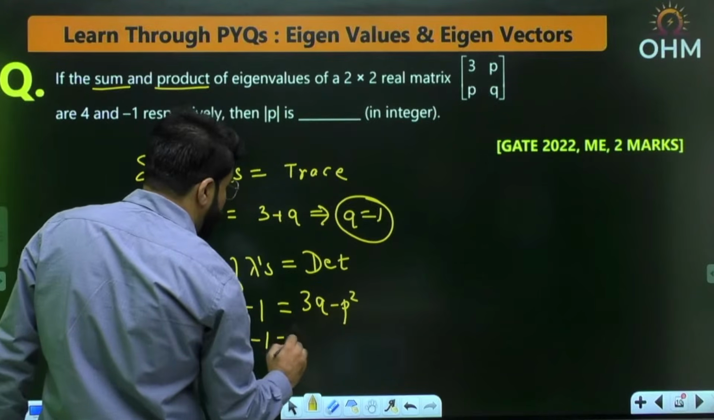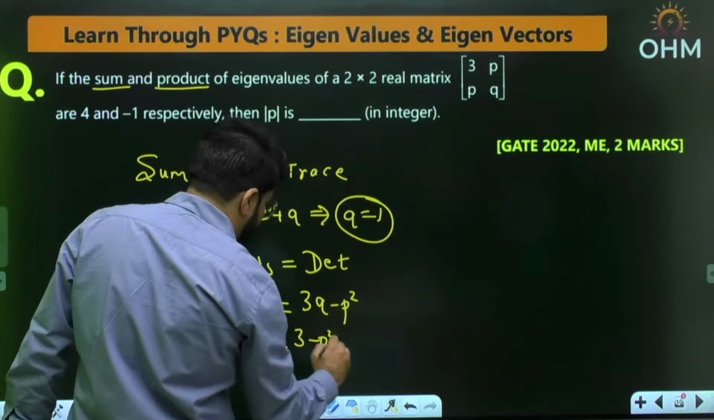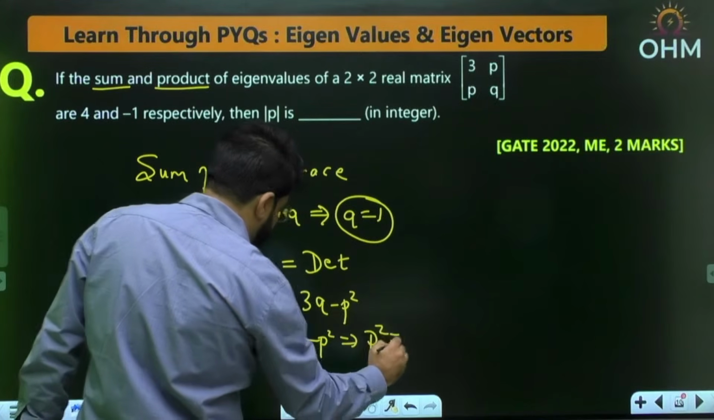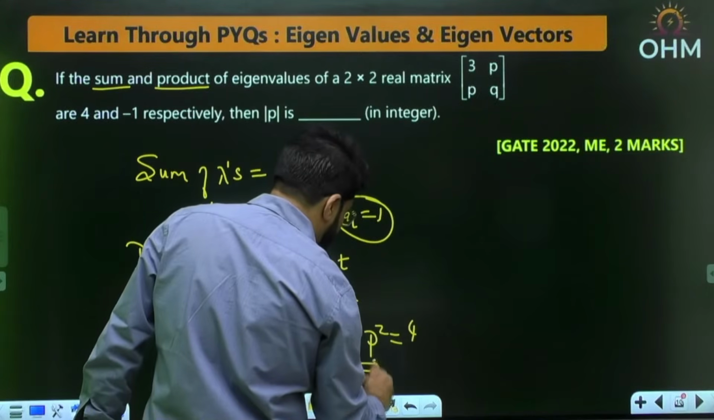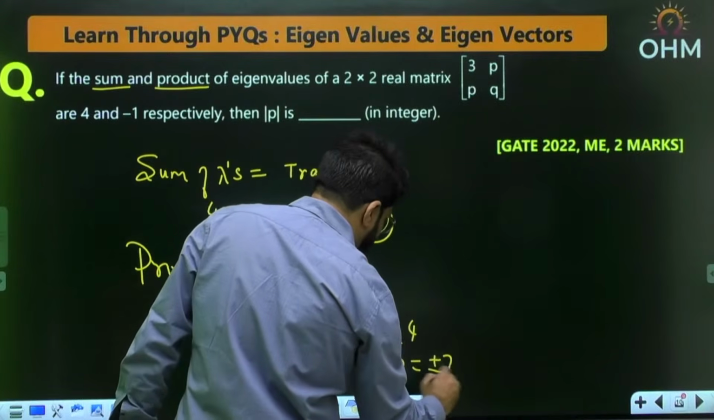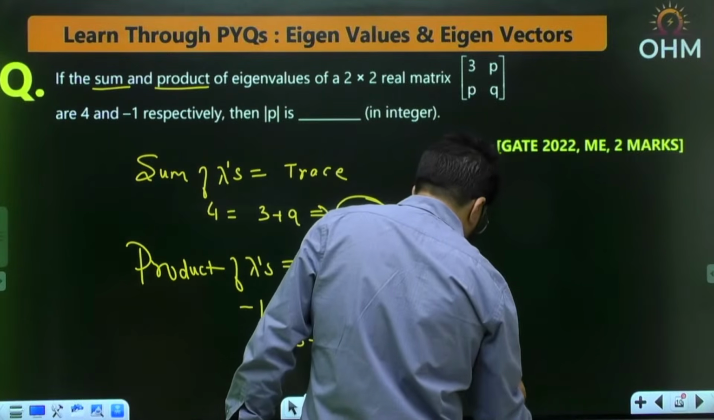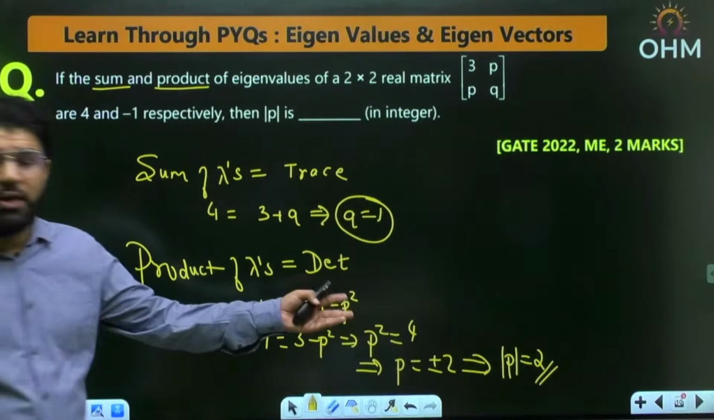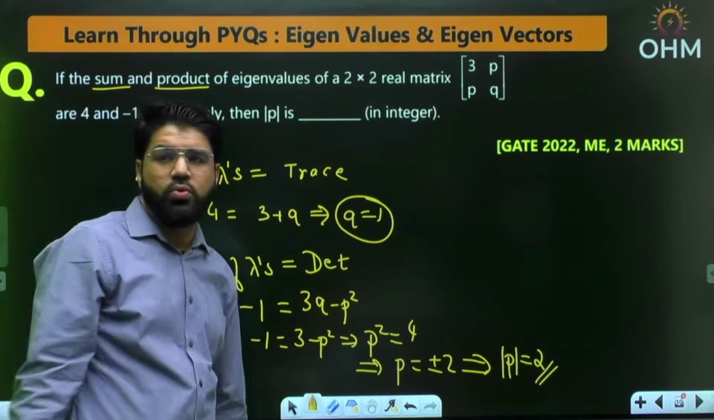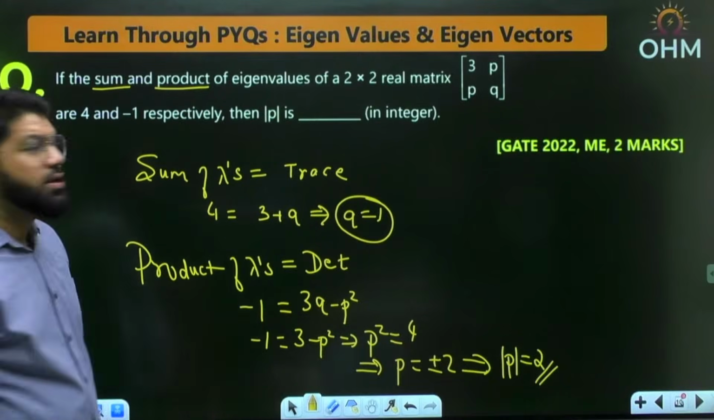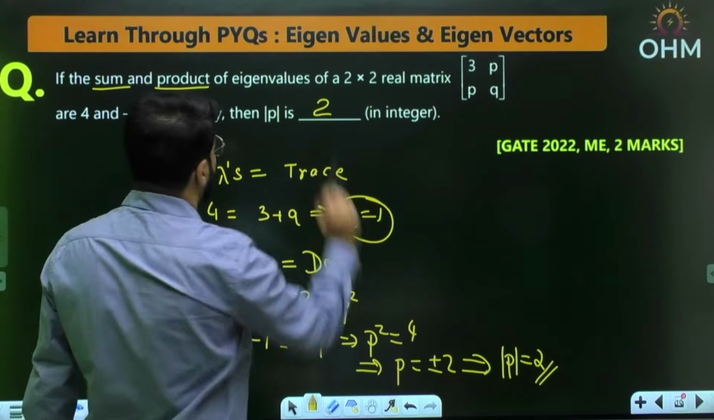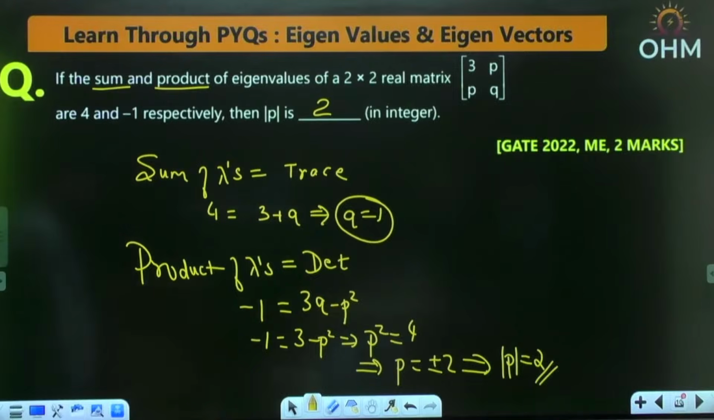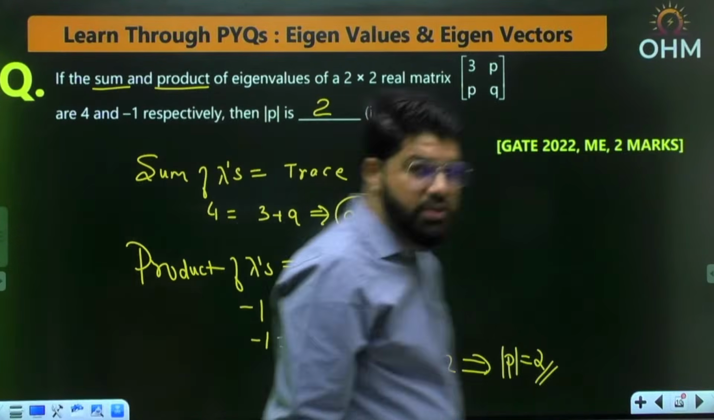So what is the value of q? 1. Hence we get p square equal to 3 plus 1, which is 4. So what is the value of p? Under root of 4, we write plus or minus 2. The magnitude of p is equal to 2. Simple question for 2 marks. The answer is 2, the modulus of p is equal to 2.